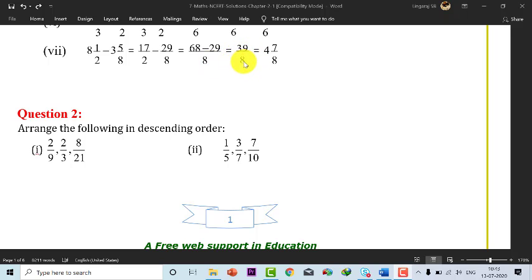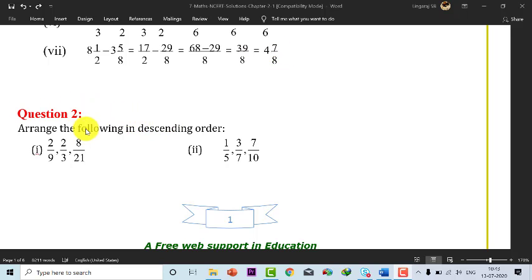So we get 39 by 8. 39 is more than the denominator 8, so divide the numerator by the denominator. 8 4s are 32 plus 7 is 39 by 8. When dividing 39 by 8, we get quotient 4 and remainder 7. So the denominator will be 8 here.